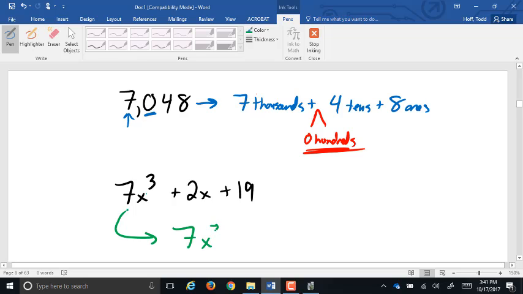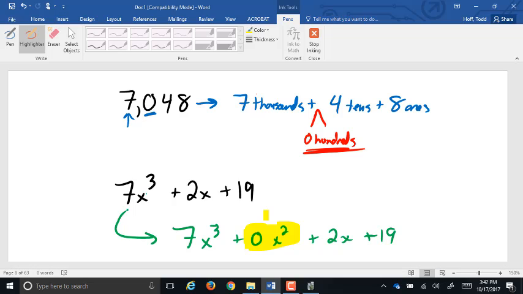This is 7x to the third plus 0x squared plus 2x plus 19. We don't write that 0x squared in there because we don't need it. It has no value. However, when we go to do any operations with it, we need it in there because we have to account for that place value.